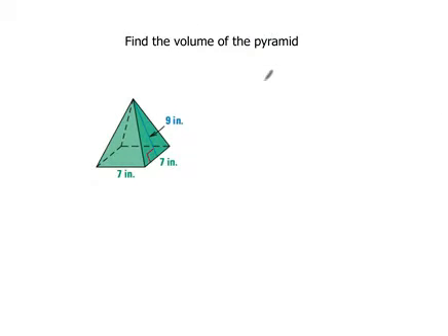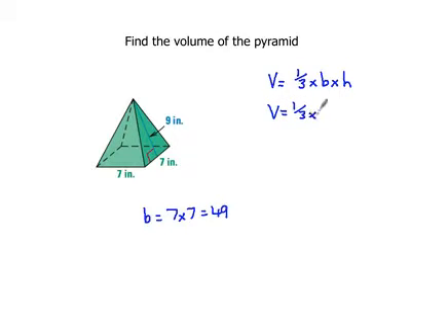Find the volume of the pyramid here. So again, the volume is a third of the base times by the height. The base of this one again is just this square area at the bottom. So the base is 7 times 7, which is 49. So I can put that in. So we've got a third times by 49.